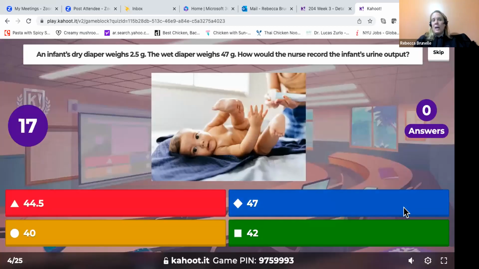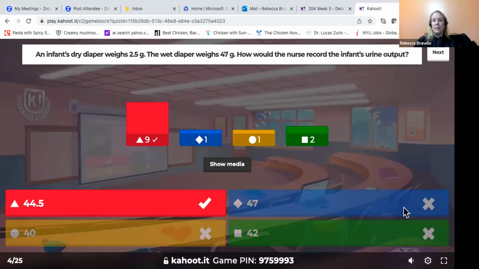So an infant's dry diaper weighs 2.5 grams and the wet diaper is 47 grams. How would you record the infant's urine output? 44.5, 40, 47, or 42? So several of you got this right. For those of you that got it right, what did you do to solve that problem?